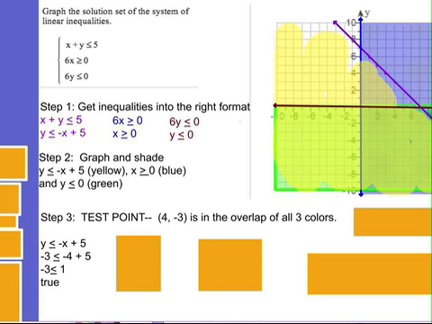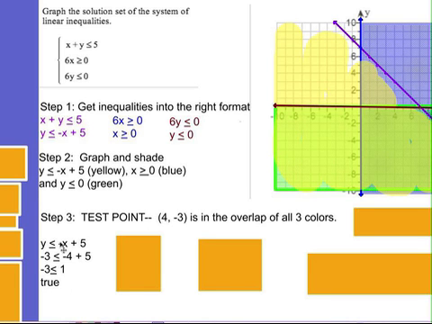In my first one, y is less than or equal to -x plus 5. I plug in the x and the y, and when I simplify, I get -3 is less than or equal to 1. That is true.